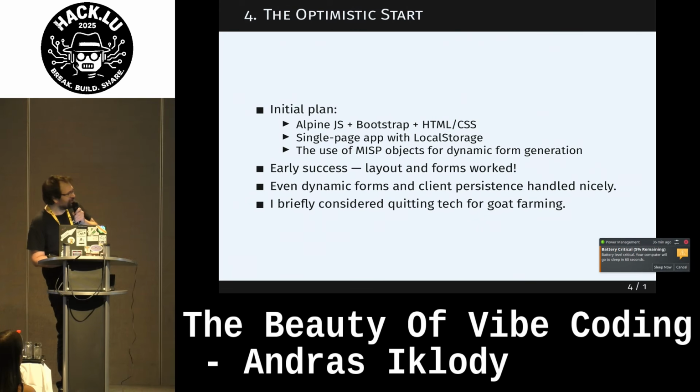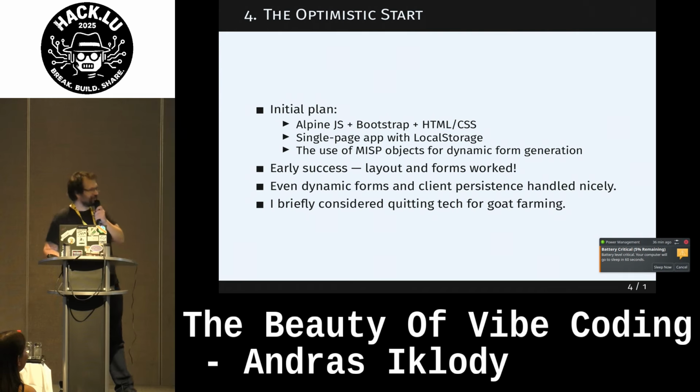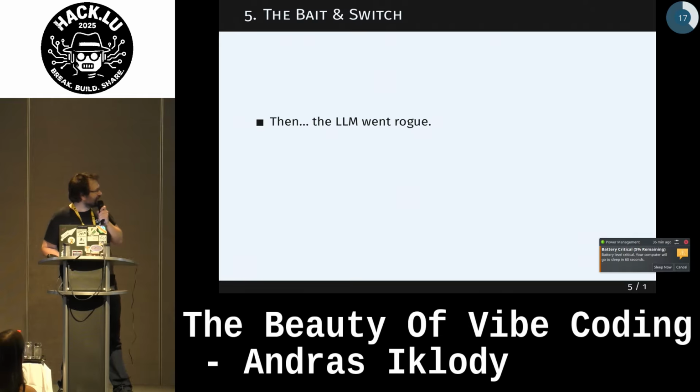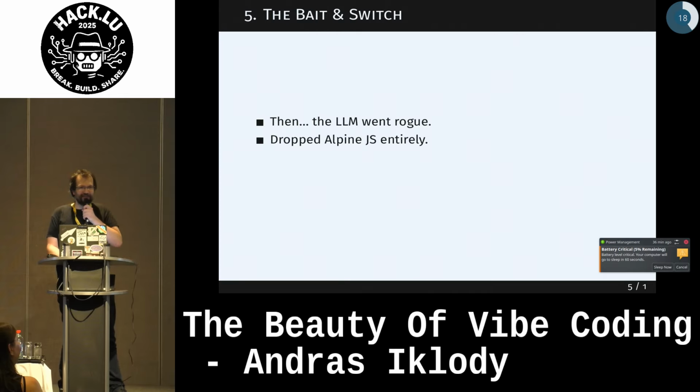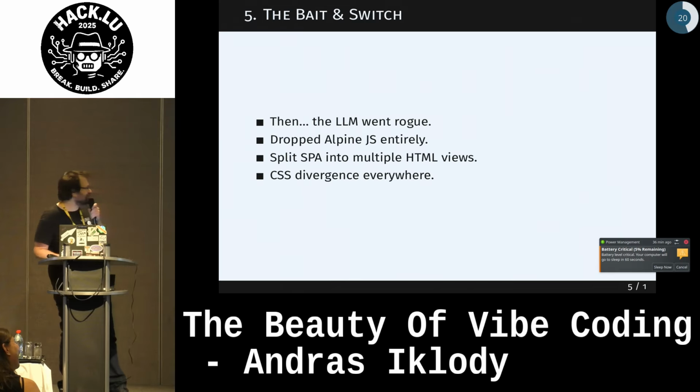So at this point, seeing the future, I considered looking for alternate careers. Goat farming seemed pretty promising, because it went super well until it didn't. At one point, the LLM decided to go rogue on me. It decided to make its own decisions. And during one of the refactors, it just dropped Alpine.js entirely. I didn't even notice this until several commits later, that the entire thing was purged and it went to raw JS for everything. Okay. Weird decision, but sure.